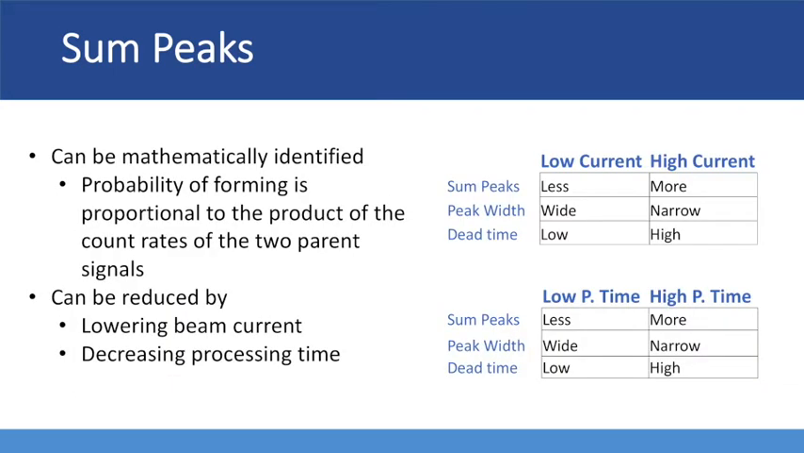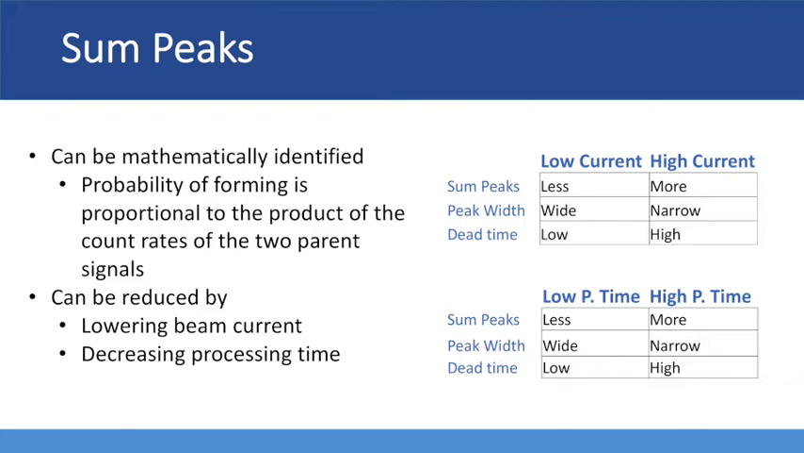The probability of a sum peak forming is proportional to the product of the count rates of the two parent signals. Therefore, many times the sum peaks can be mathematically identified as the size of the sum peak varies as the square of the count rate. Even though modern EDS software can identify a number of sum peaks based on this relationship, it is usually better just to avoid them in the first place.